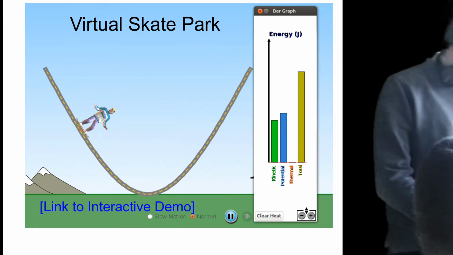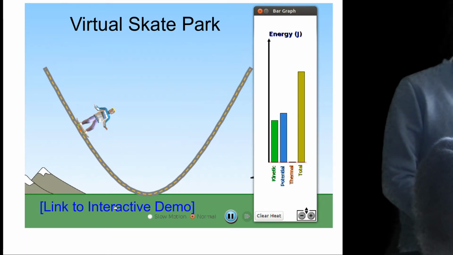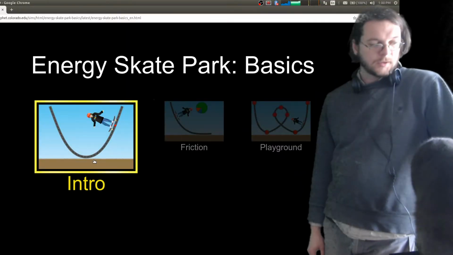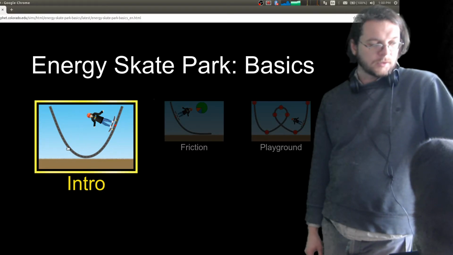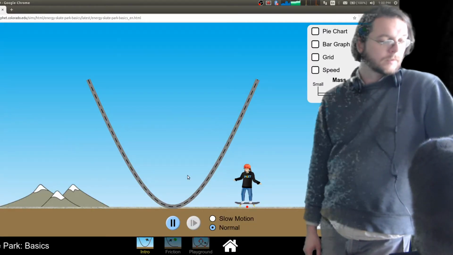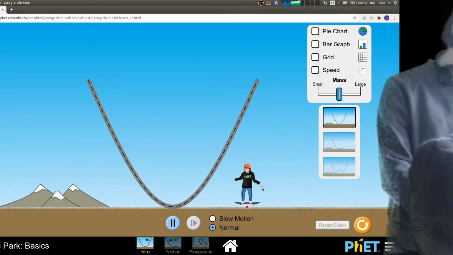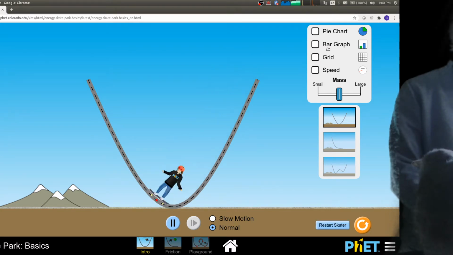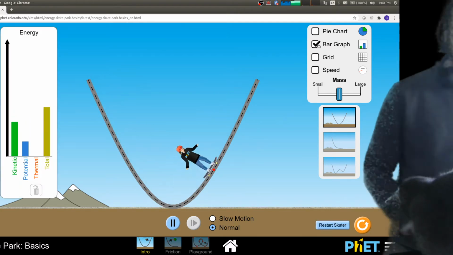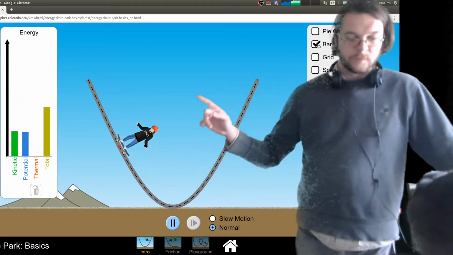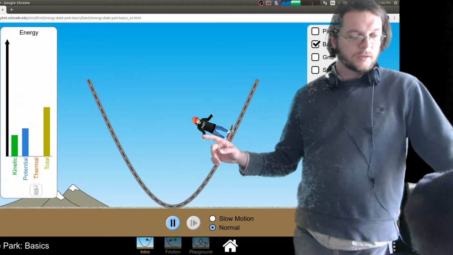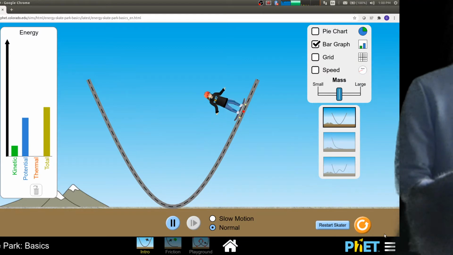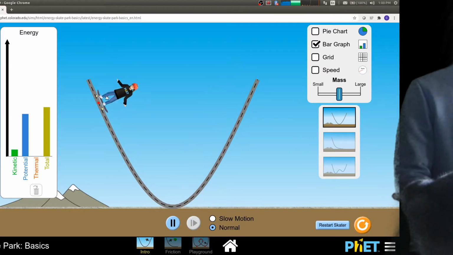So a fun thing to do is to play around with this demo, which I didn't make, but I know some of the people that did. You've got a skateboarding situation here in which you want to click this skateboarder and put it up here and then let them go. It's important to turn on the bar graph. Initially, when the skateboarder is at the very top, the kinetic energy is 0, and all that energy is put into potential energy.